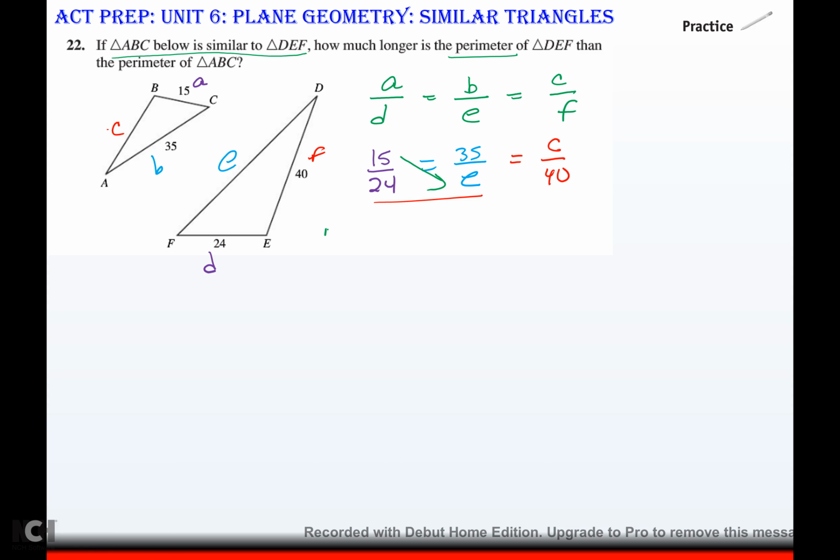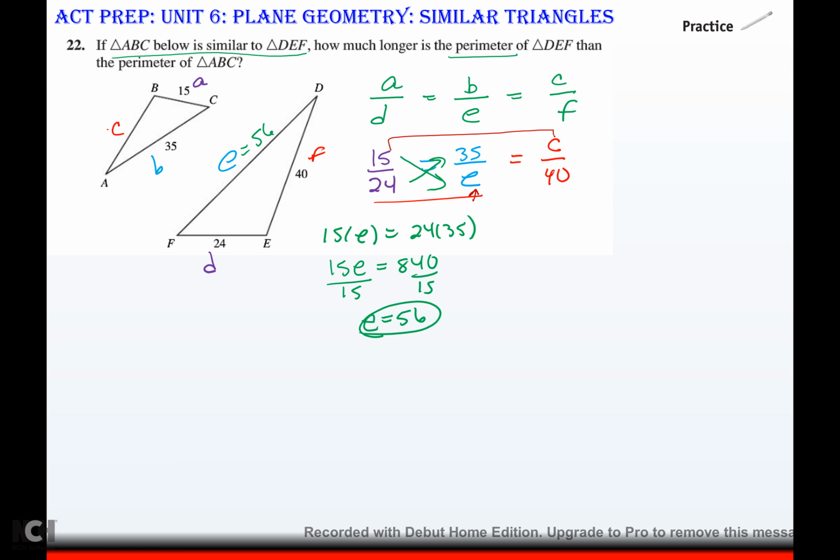So I'd have 15 times e equals 24 times 35. That gives me 15e equals 840. Divide by 15 and I get e equals 56. So I got 56 here. Now I have to find c. Again, I can use whatever I want to, but I don't want to use the letter I got, so I'm going to use the first and the last.